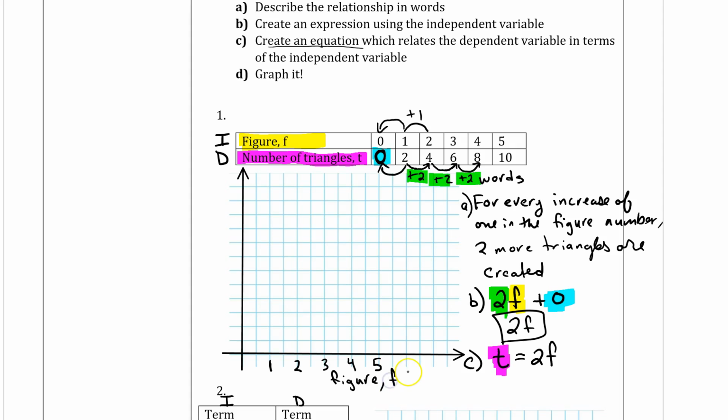F. Here we need to get to 10, and we have 1, 2, 3, 4, 5, 6, 7, 8, 9, 10. Great. So every square can be 1. 1, 2, 3, 4, 5, 6, 7, 8, 9, and 10. And I'm going to label this number of triangles.